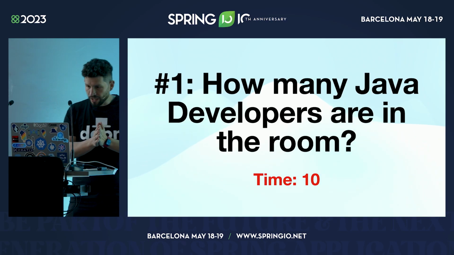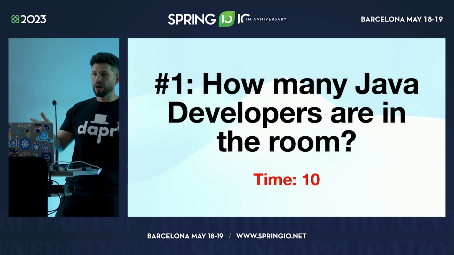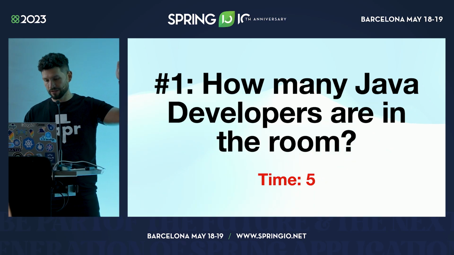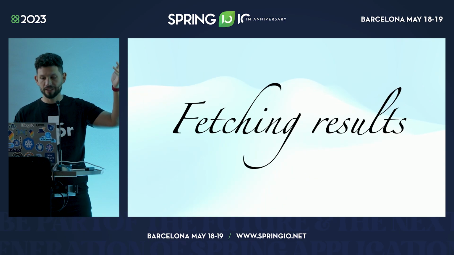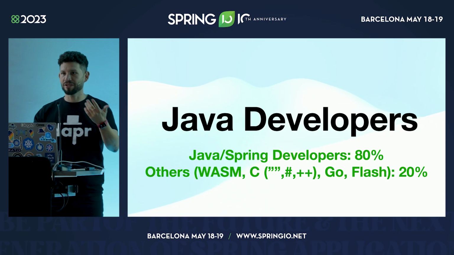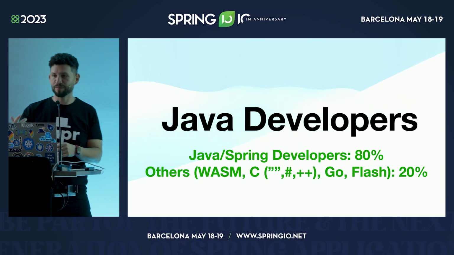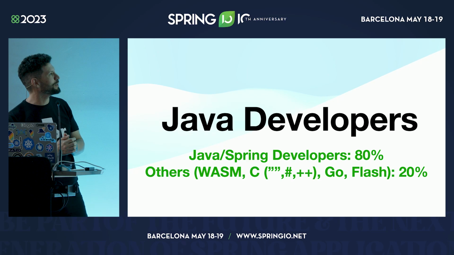So let me get started with a simple question. How many Java developers do I have in the room? Okay. Let's get the results, because I don't trust what you said. I would say that 80% of people here are Java developers. And then we have some JavaScript developers and some Go developers as well.